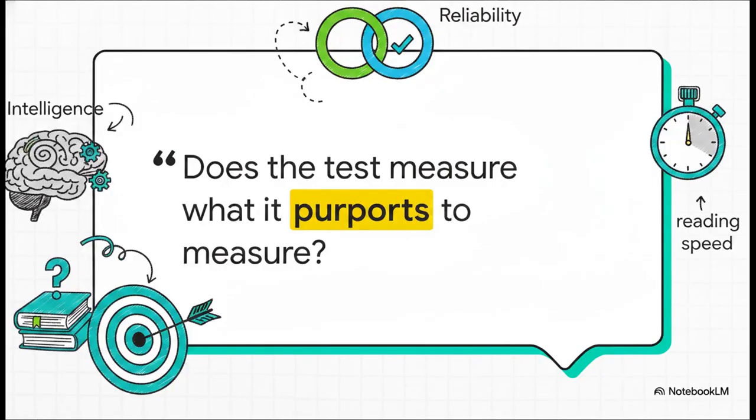Which brings us to what is widely considered the absolute most fundamental issue in psychometrics, validity. It really boils down to one essential question. Does the test measure what it purports to measure? A test could be perfectly standardized and highly reliable, but if it claims to measure your intelligence and actually just measures your reading speed, yeah, not a valid test. Validity is all about the meaningfulness and the actual usefulness of the scores.